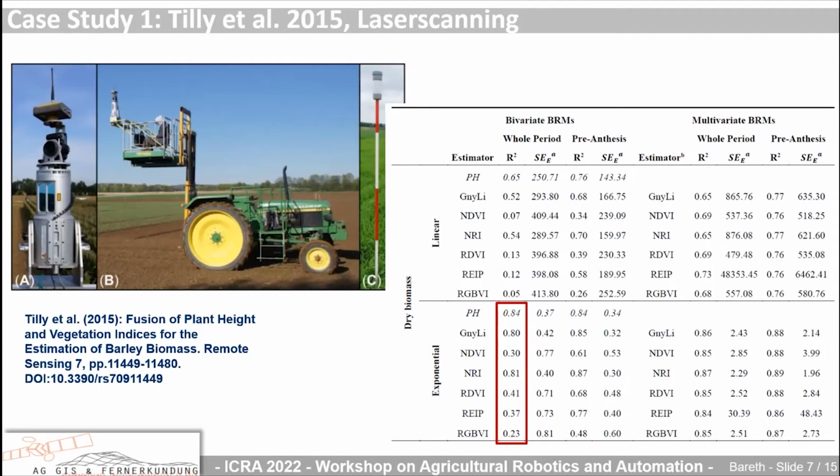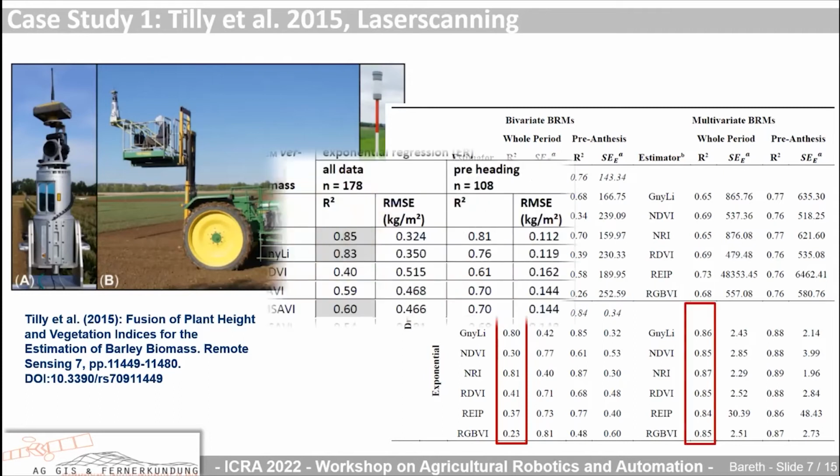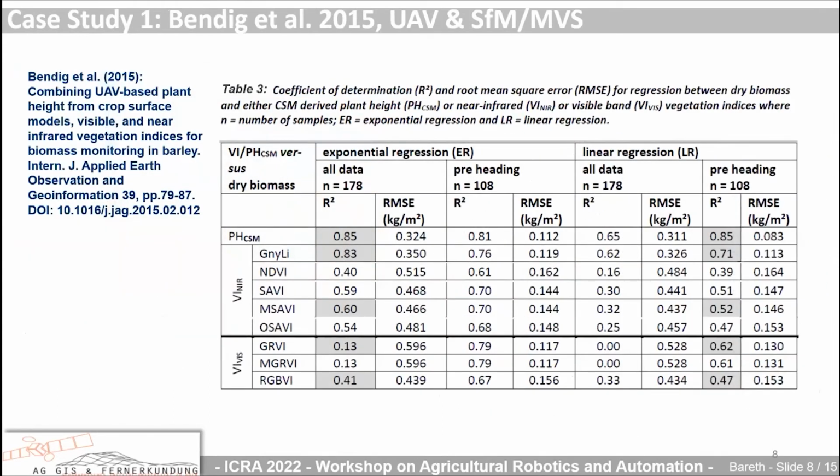This was done by laser scanning. We know that it seems to work. And the same approach was done with UAV data, derived with photogrammetry, structure from motion and multi-view stereopsis approaches, and we come up with a similar R-square for the same crop. So it seems to work.